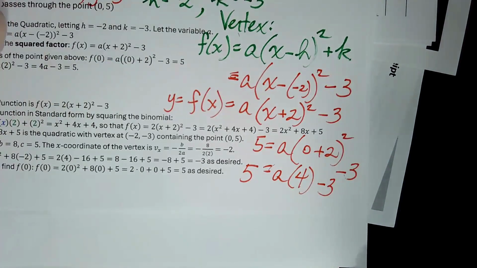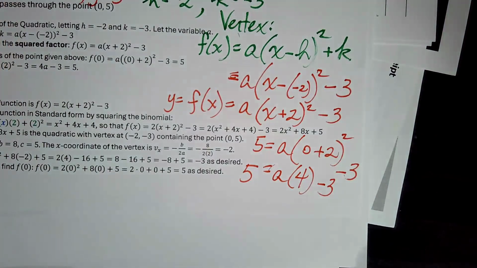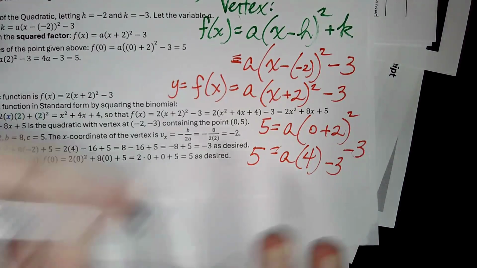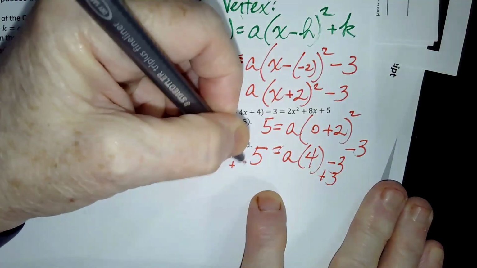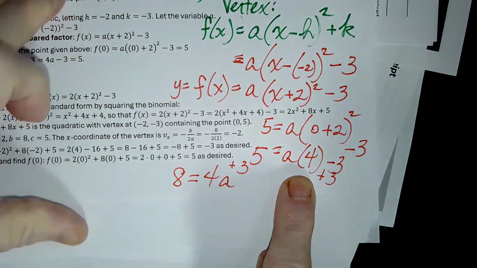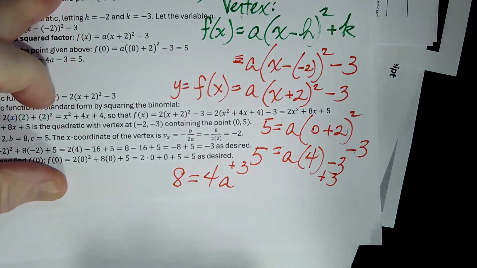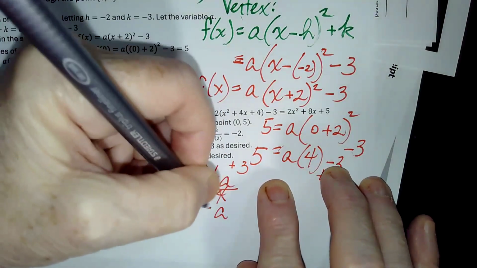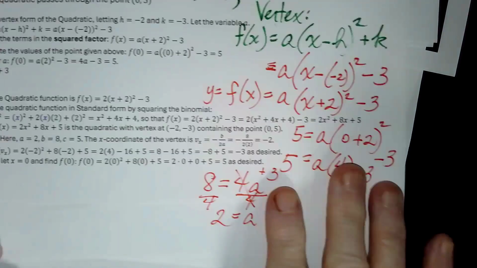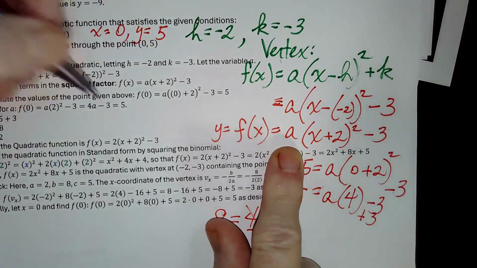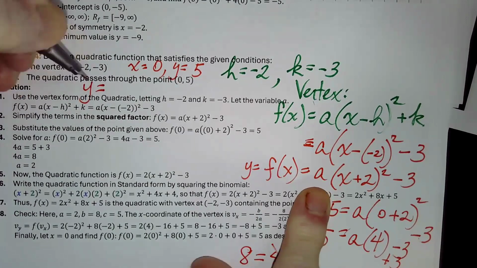How can we find a? It's 1. It isn't. You add 3 to both sides. It's 8 equals 4 times a. So a is 2. Oh yeah. And now that gives us the equation, f of x equals 2 times (x plus 2) squared minus 3.